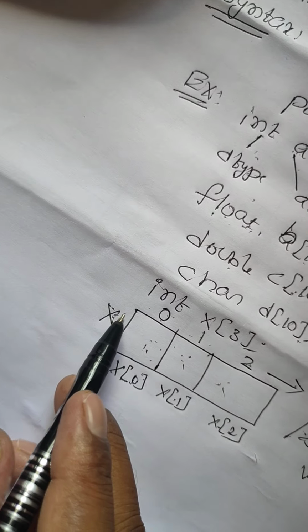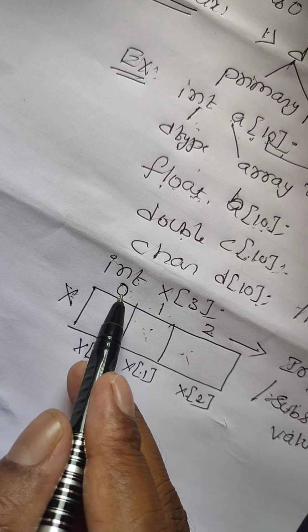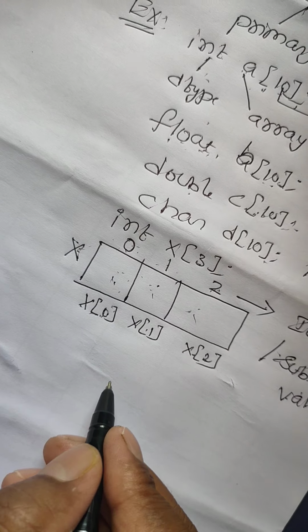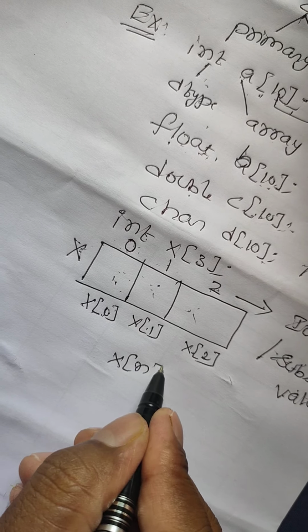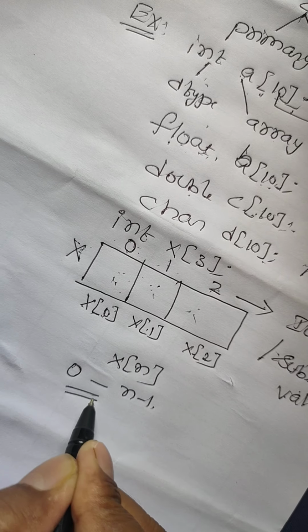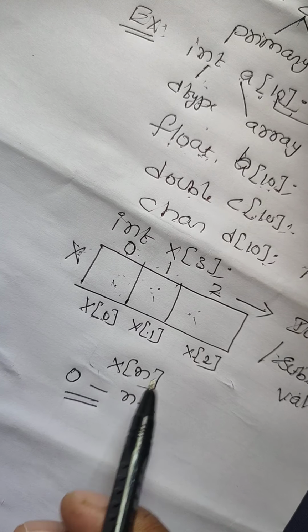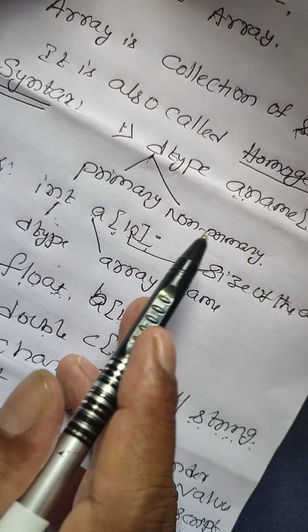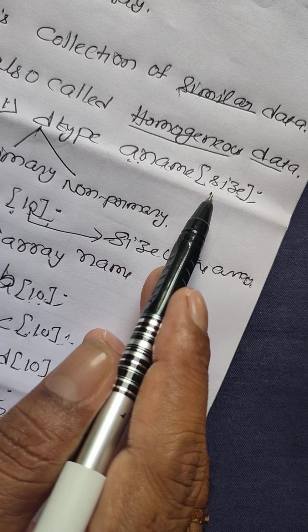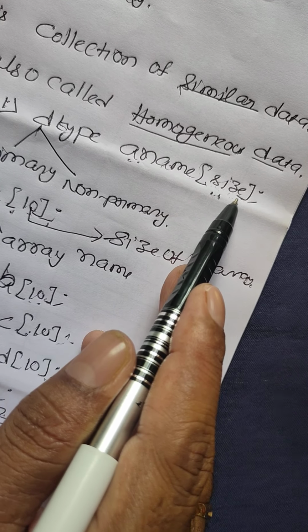Also, please remember: what is the maximum size? 3. What is the starting index value? 0. What is the ending value? 2. That means for x of n, the index values go from 0 to n minus 1. Our array index starts with 0 and ends with size minus 1.